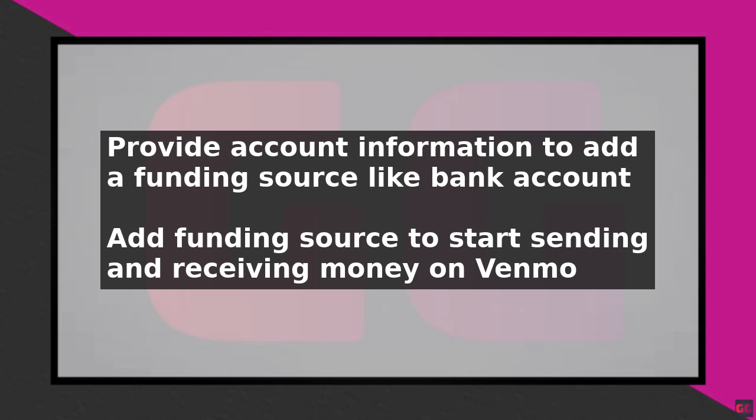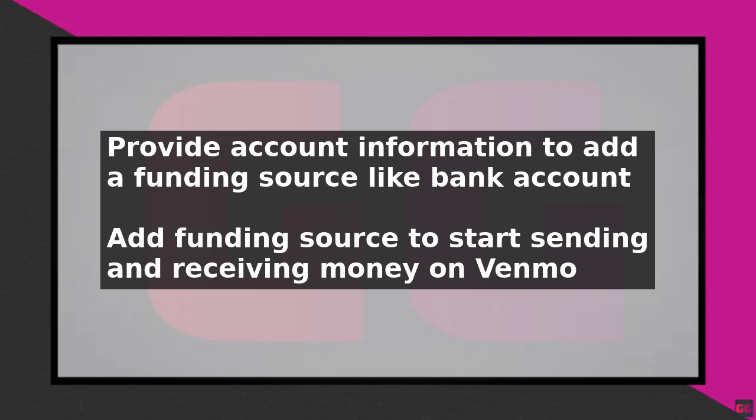To add a funding source, go to the Settings tab and select Payment Methods. Then select Add Payment Method and choose the type of funding source you want to add. You will be asked to provide the account information for the funding source you selected. Once you have added a funding source, you can start sending and receiving money.